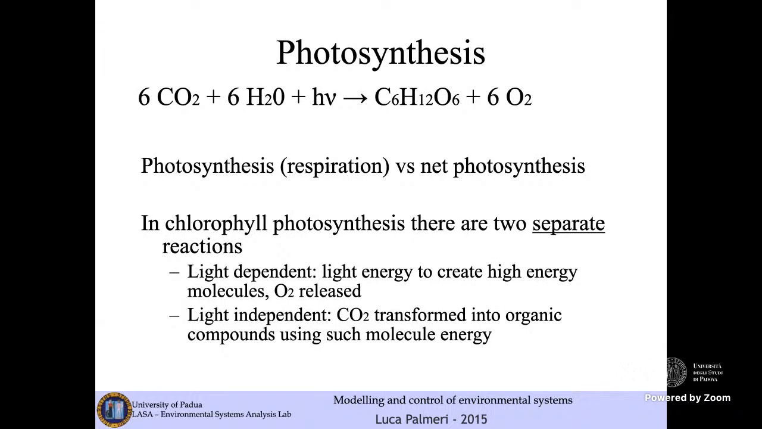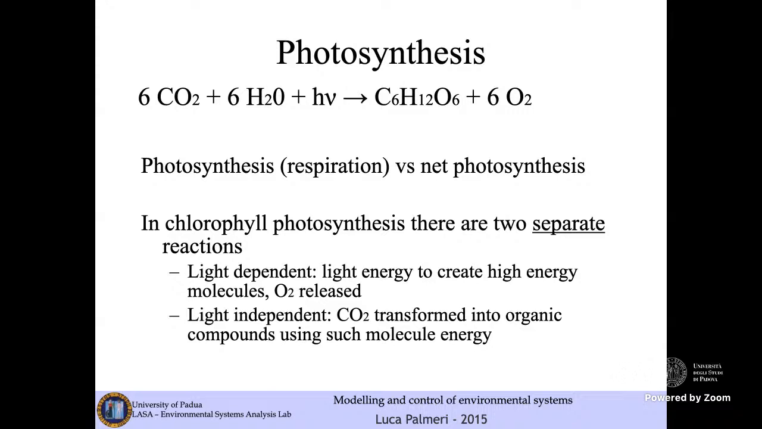What is the relationship between photosynthesis, respiration, and net photosynthesis? In chlorophyll photosynthesis, there are two separate phases or reactions: the light dependent reaction, in which light energy is used to create higher energy molecules, and in this case we have a production of gaseous oxygen, O2, and a light independent reaction part in which carbon dioxide is transformed into organic compounds like carbohydrates using such molecular energy.